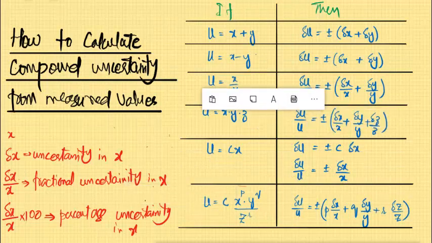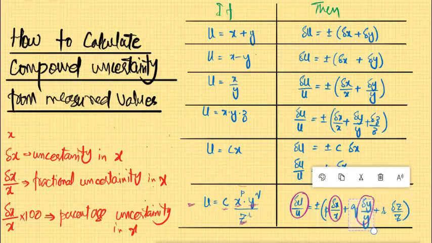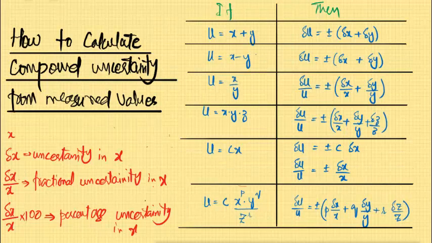And now, last but not the least, if I try to read this equation, it is u equals constant times x raised to the power p, y raised to the power q, and z raised to the power r. This is going to give the fractional uncertainty in u equals plus minus p times the fractional uncertainty in x plus q times the fractional uncertainty in y plus r times the fractional uncertainty in z. So this is how we are going to read these equations.